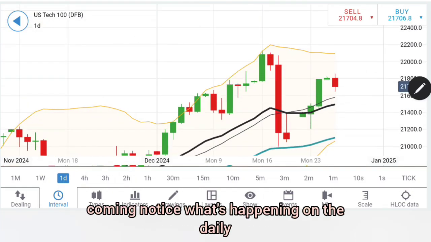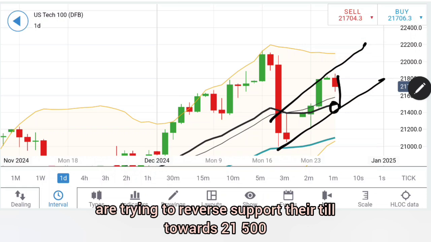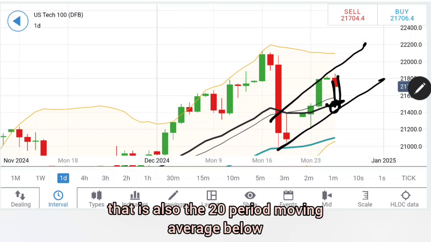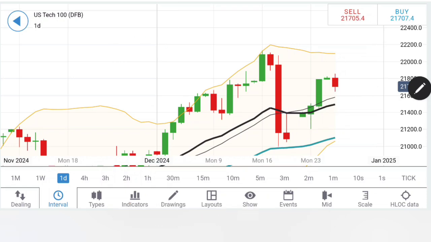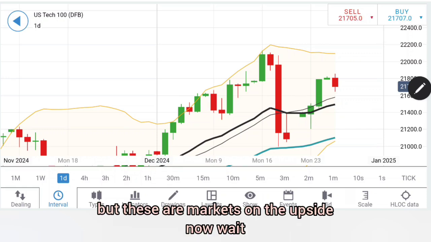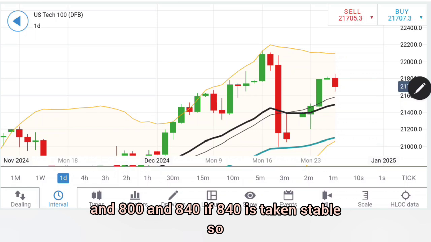Now notice what's happening on the daily charts. Higher lows there, higher highs there, trying to reverse. Support there till towards 21,500. That is also the 20 period moving average. Below that only you can expect the bearishness to prevail and take it towards 21,350, 200. Chances of which appear to be less, but these are markets. On the upside, now wait for it to stay above 21,760 and 800 and 840. If 840 is taken, stay bullish.